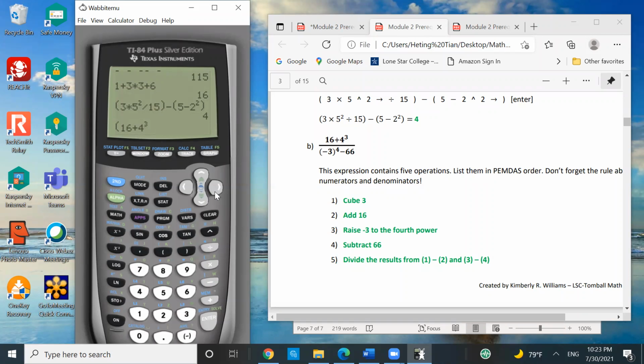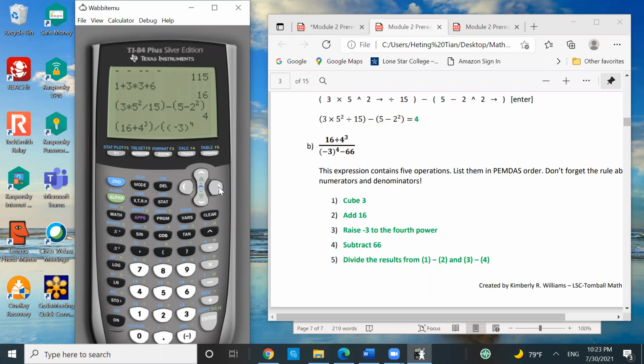Hit 3. And then don't forget to bring down the cursor. And then close the parentheses. This is a numerator divided by the left parentheses. And I also need another parentheses because this is -3. So another parentheses, negative. So negative sign is here, -3. Close the parentheses to the fourth power.